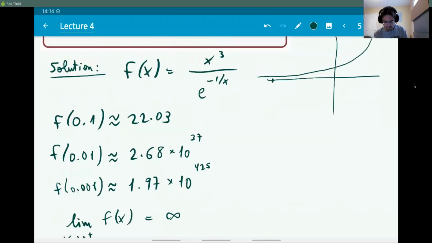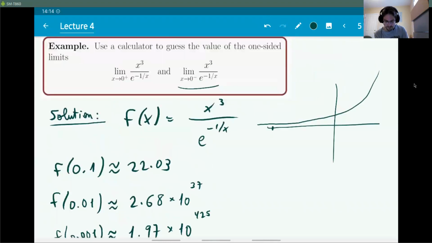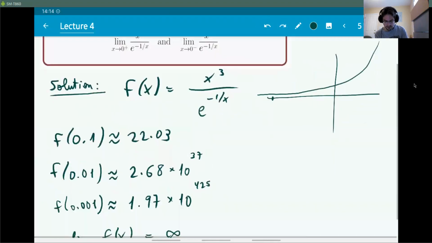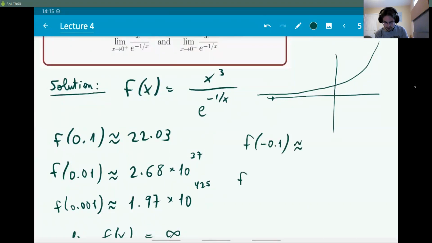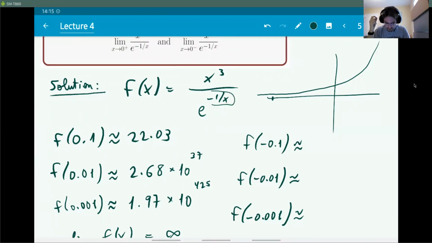Okay, and now the question was also asking about a left limit. So what we have to do is plug in also numbers very close to 0, but on the left side, which means now they're negative numbers. This is going to make a huge difference here. Essentially because now the -1/x will be a large positive number, making the exponential also very large. And if this denominator is large, the function will be small.